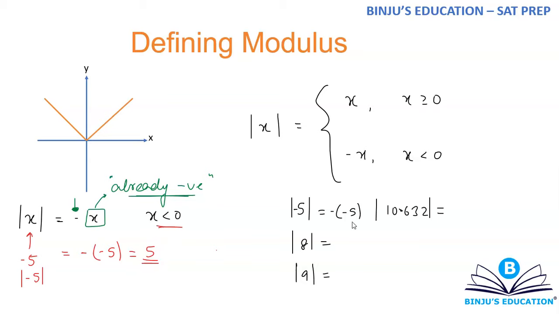Because whenever x is negative, we include one more negative sign in front of it in order to make it positive. What does mod represent? It represents distance, and distance is always non-negative. Understand the flow: distance is non-negative, x is negative, that's why I have included one more negative sign in front of it. Similarly, mod of minus 8 is minus of minus 8. Mod of minus 9 is minus of minus 9. Mod of minus 10.632 is minus of minus 10.632.